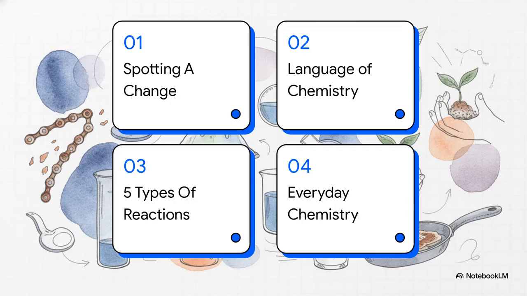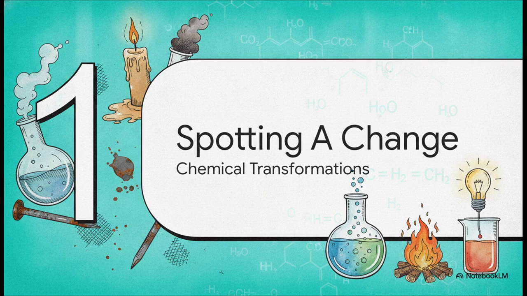Here's our quick roadmap for today. First, we'll look at spotting a chemical change. Then, the language of chemistry. Third, we'll break down 5 types of reactions. And we'll wrap up with chemistry in everyday life. All right, let's kick things off with Section 1, Spotting a Chemical Change.